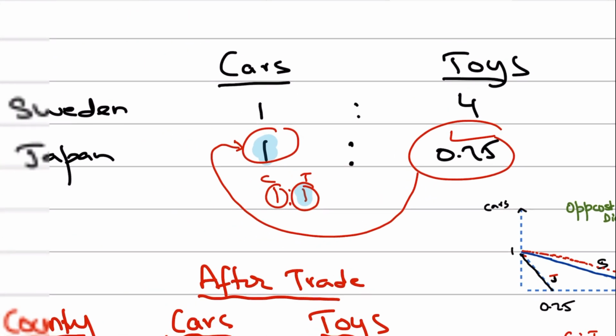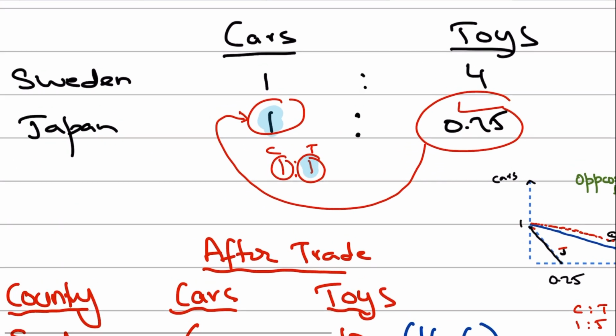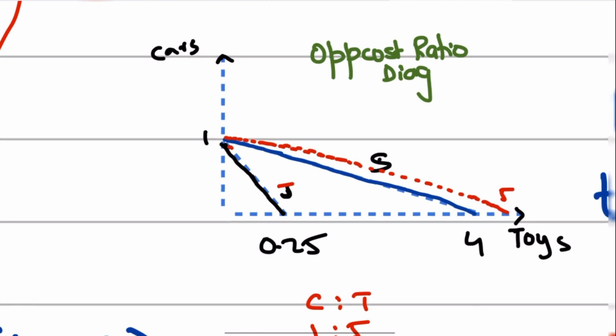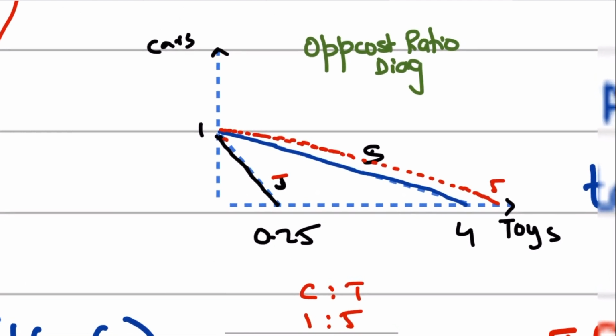How will it benefit Japan? It will benefit Japan because Japan initially, by producing 0.25 toys, had to sacrifice one whole car. But with the ratio of 1 is to 5, Japan can actually import 5 toys, still sacrificing only one car. So Japan is getting more toys by sacrificing the same car, while before it could only produce 0.25 toys by sacrificing one car. So with a ratio of 1 is to 5, it will benefit Japan.